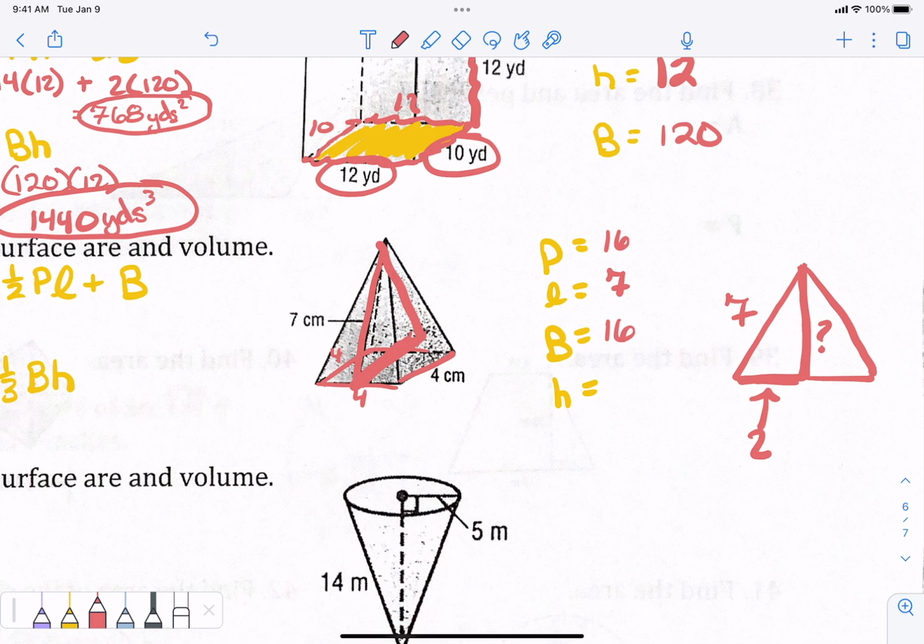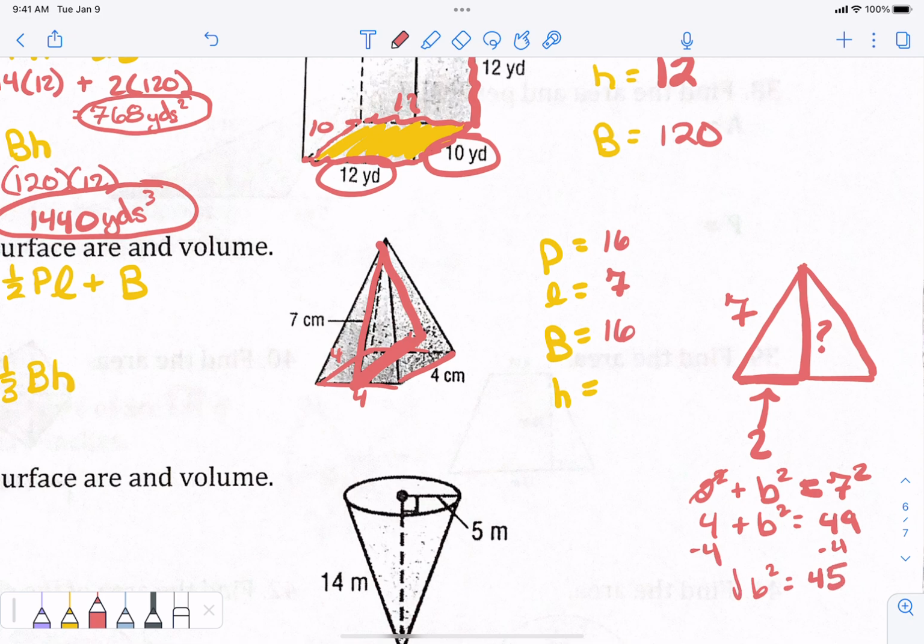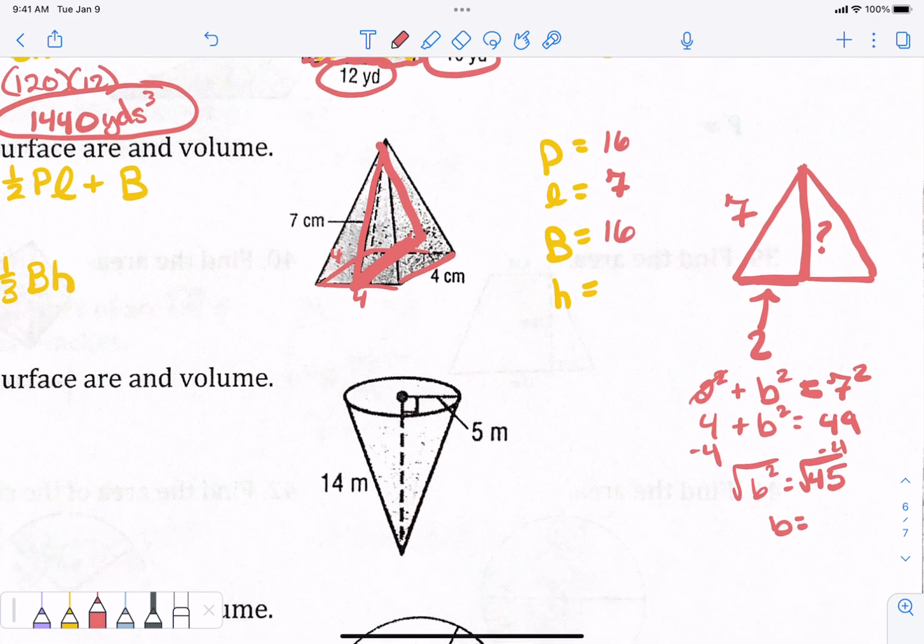Okay, which side is side C? 7. So 2 squared is 4, plus b squared equals 7 squared, which is 49. Subtract the 4. b squared equals 45. And b is going to be the square root of 45, which equals 6.7. So the height is 6.7.